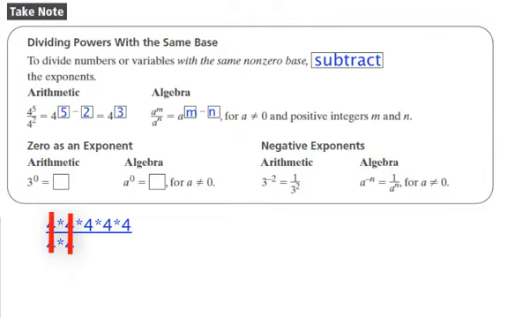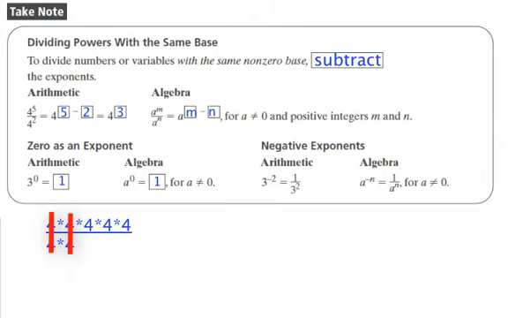When you have 0 as an exponent, it always equals 1. So 3 to the 0 is 1. A to the 0 is also 1. Again, anytime you have a 0 power, the answer is 1.